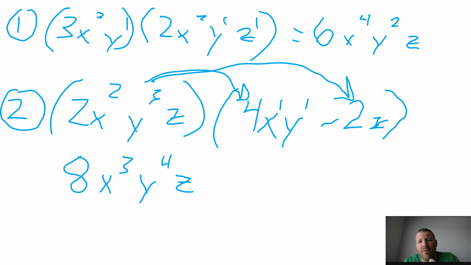But I've taken care of the first one. I have to do the second one. And so we're going to do 2 times negative 2, which is negative 4. We're going to do x squared times no x's, so that's x squared.